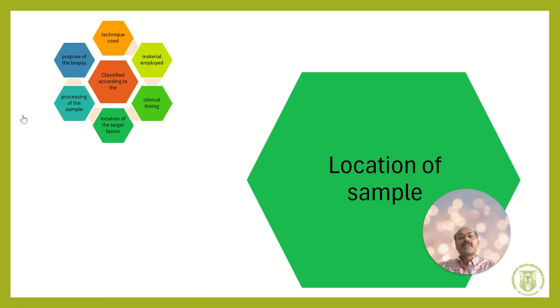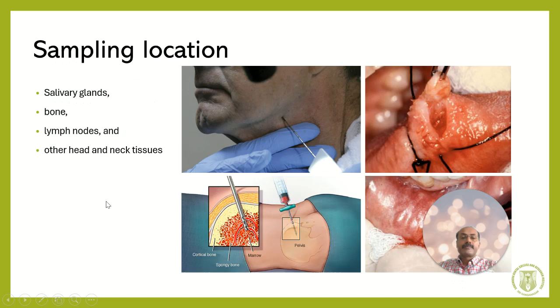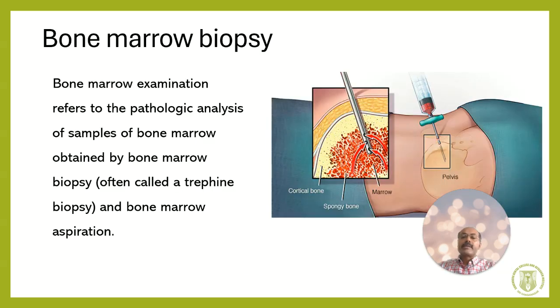Next, biopsies can be classified according to the location of the sample. So, a biopsy of salivary gland is a separate entity. Again, biopsies within the bone or biopsies of the lymph node or other head and neck tissue are biopsied in a different technique.